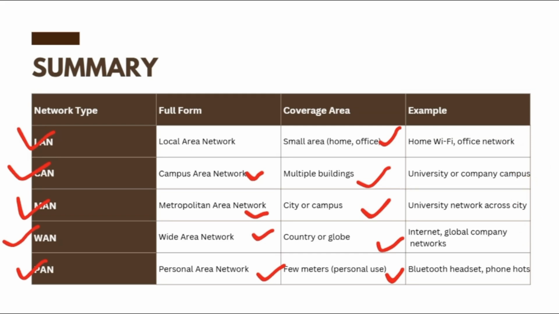So remember, use PAN for personal devices and WAN for when your network goes global, and MAN for linking across a city, CAN to connect an entire campus, and use LAN inside a single office. Each has its own purpose, size, and structure.